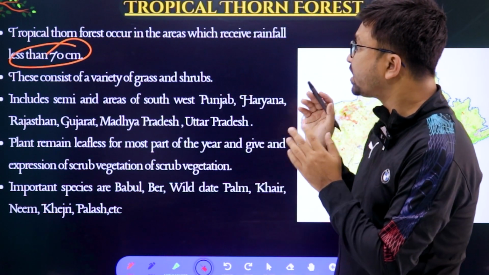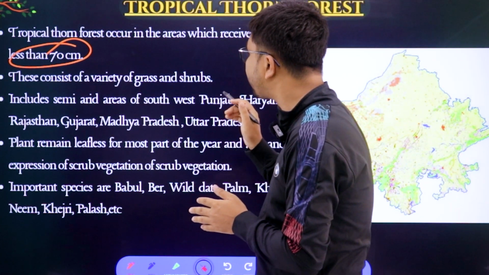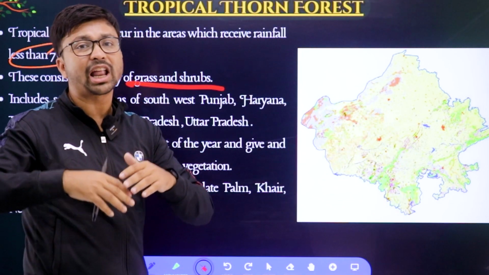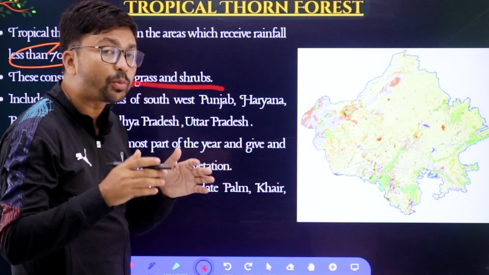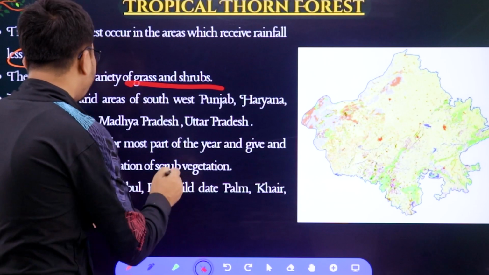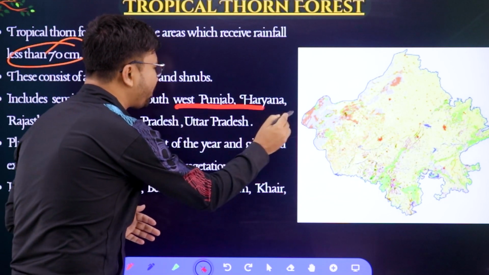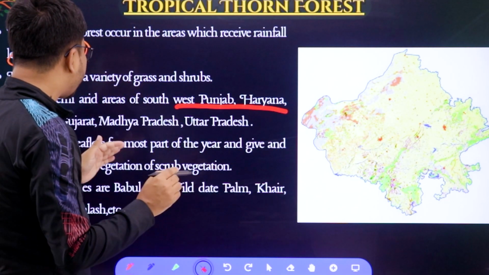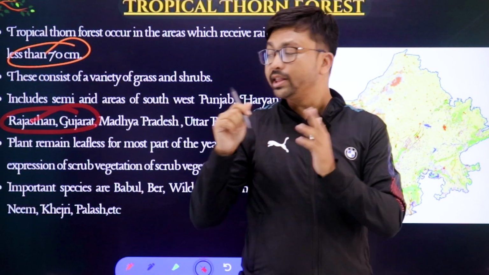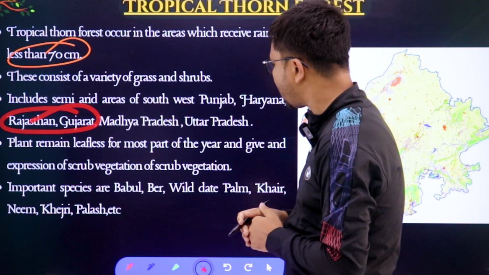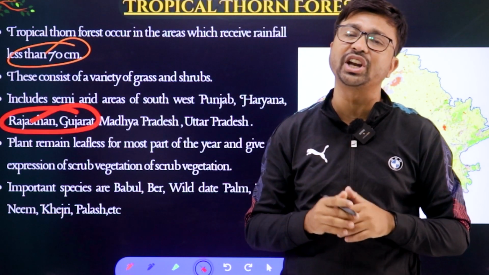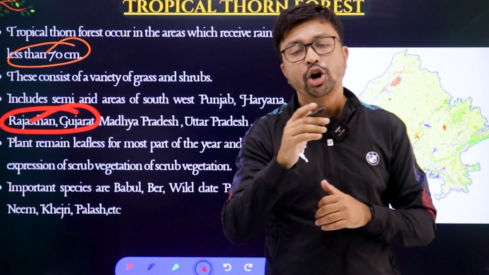Next, it consists of a variety of grass and shrubs. This vegetation will not be like big trees; there will be small shrubs and grasses that grow here. The states where we get it are the west part of Punjab, Haryana, and mainly two states, Rajasthan and Gujarat. In these two states we mainly get this type of vegetation, and there are certain adaptations this type of vegetation has made in that area to survive.